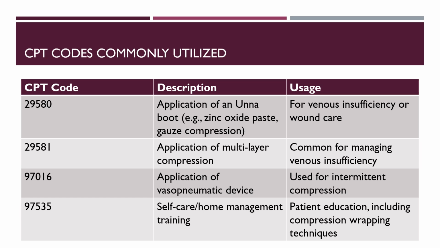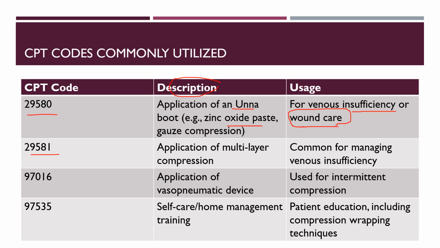And here are some of the commonly used CPT codes with compressive type devices. So you can see the code here. This is the code that we would bill. We have our description here, so 29580, application of an Unna boot with that zinc oxide paste. Again, really to help with venous insufficiency and or wound care. That zinc oxide is really going to be beneficial for these wounds, and the actual rigid, semi-rigid boot that they have on is going to help with this venous insufficiency.